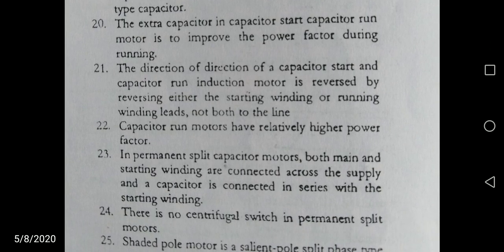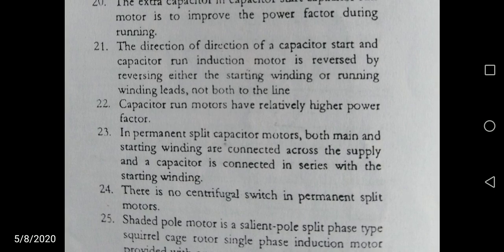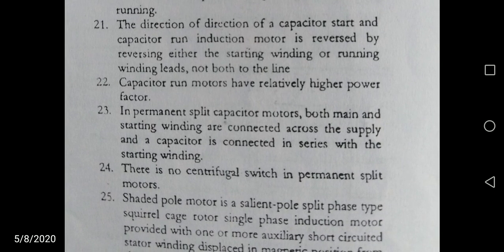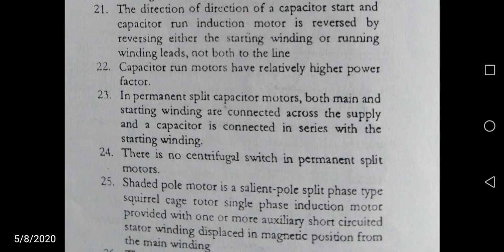Capacitor motors have a relatively higher power factor. In permanent split capacitor motors, both the running and starting windings are connected across the supply, and a capacitor is connected in series with the starting winding. There is no centrifugal switch in permanent split motors.